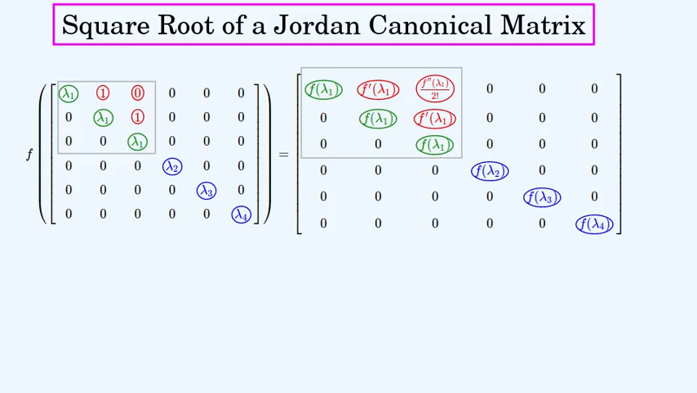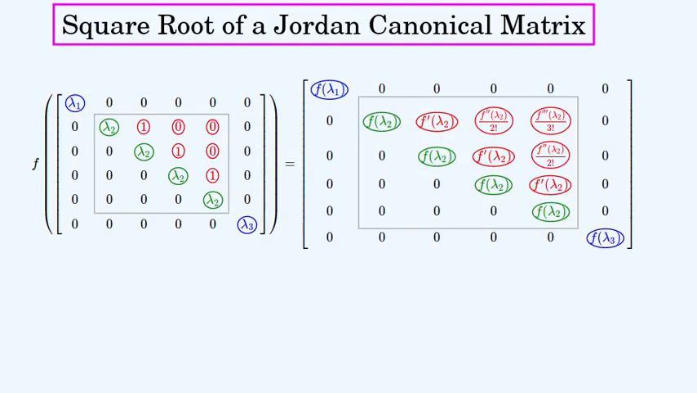In this example, this is how to find the function f applied to a Jordan canonical matrix. It can be split into Jordan blocks, and all of the derivatives of f need to be calculated for each block. If the block is of size n, then all of the derivatives of f need to be calculated up to the n-1th derivative. In this case, it has size 3, so all the derivatives up to the second derivative need to be known. And these entries will have to be divided by their corresponding factorial values.